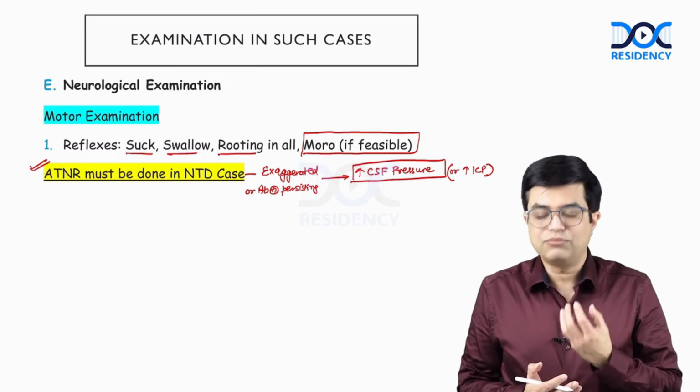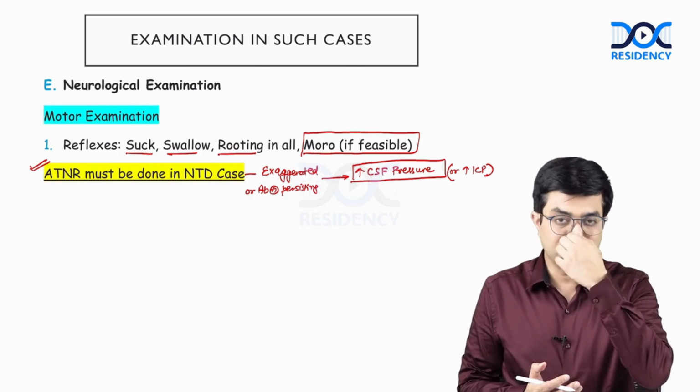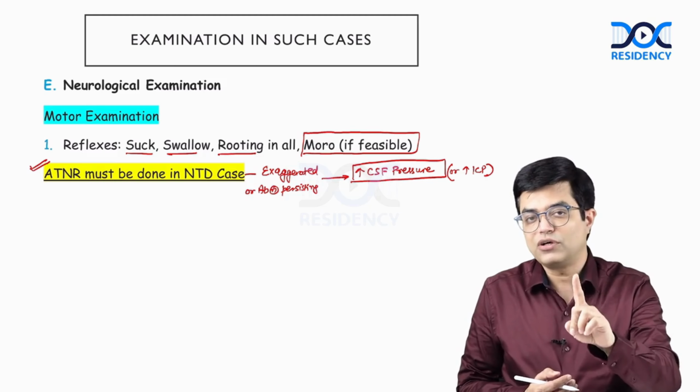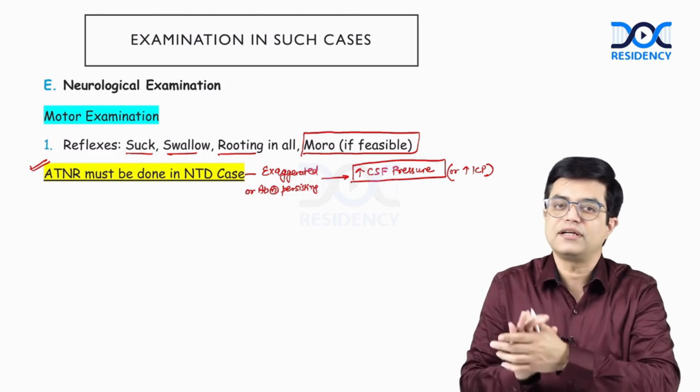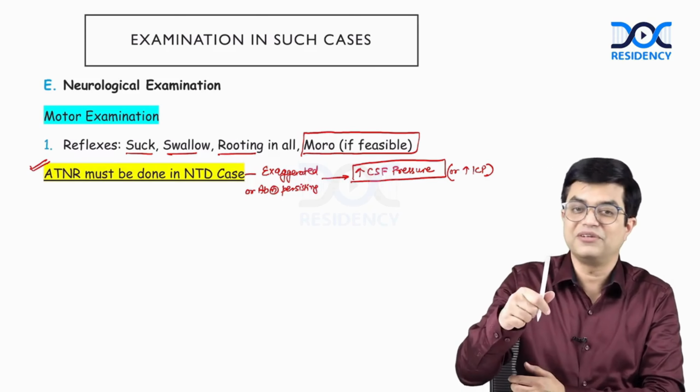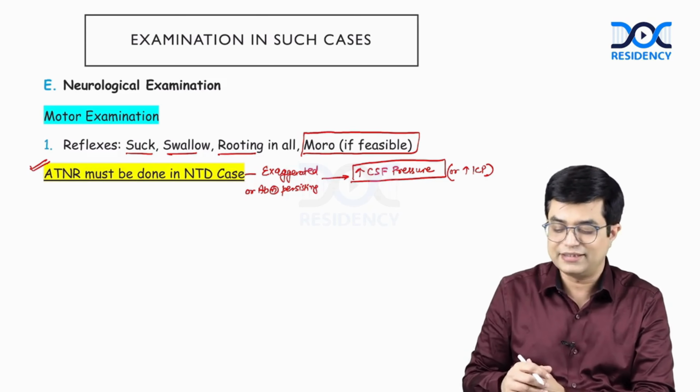So remember this key point. Any child, any newborn, in the first 6 months of life, if ATNR is exaggerated, always rule out that the patient is having raised intracranial pressure. Right? And if it reappears later, that can also be a clue that there is raised CSF pressure in the child.